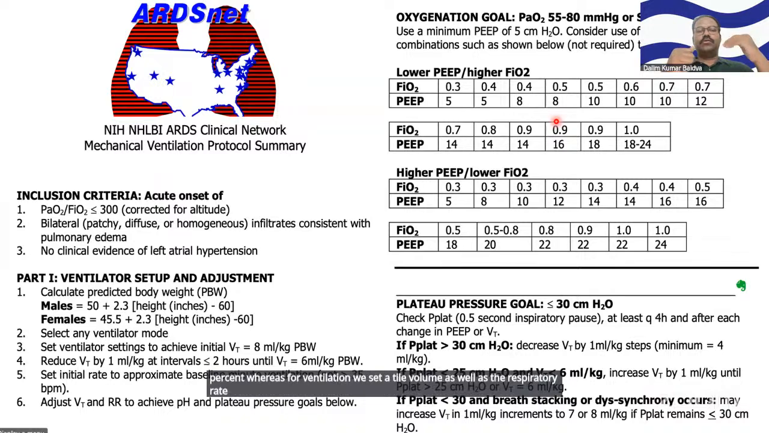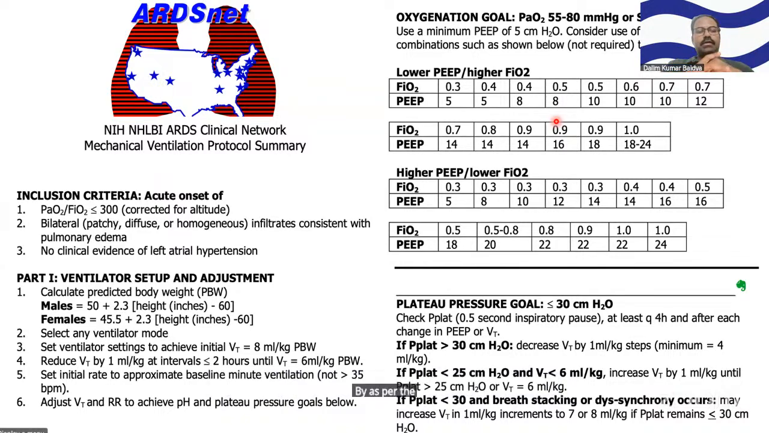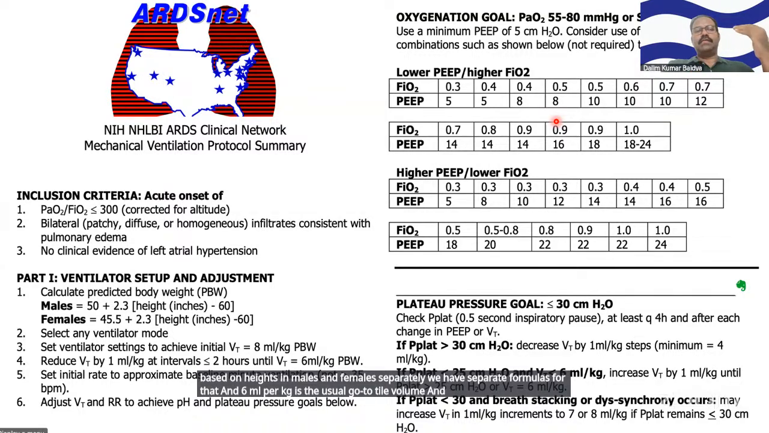Now, tidal volume should be set as per the predicted body weight, and predicted body weight is calculated based on height in males and females separately. We have separate formulas for that, right? And 6 ml per kg is the usual go-to tidal volume. And whenever you set a tidal volume, the safety parameter that you need to check is the plateau pressure, right? And we try to maintain our plateau pressure goal to less than 30.